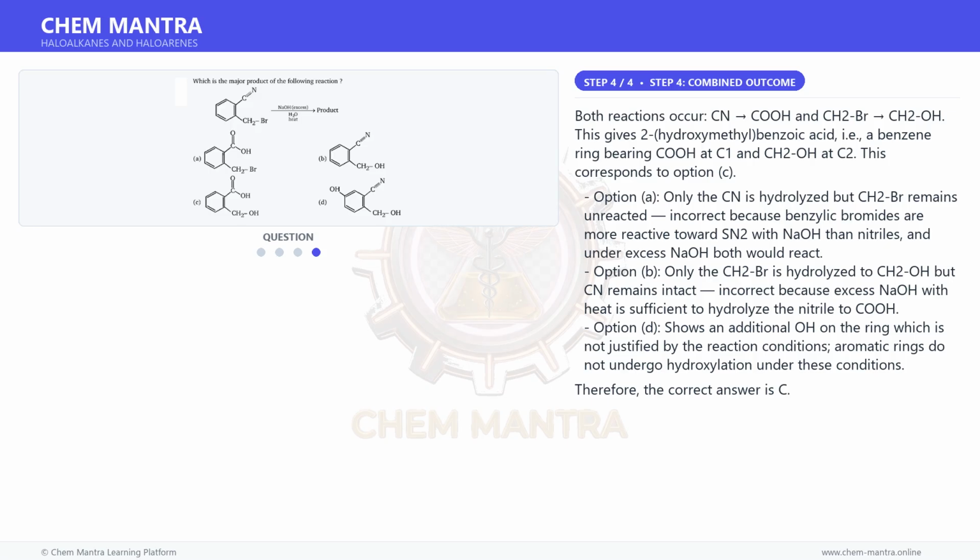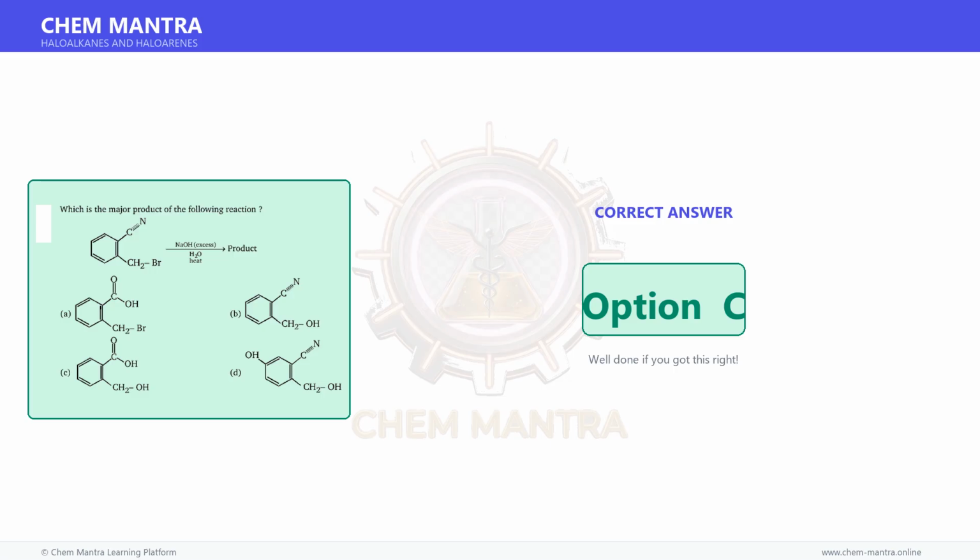Option D shows an additional OH on the ring, which is not justified by the reaction conditions. Aromatic rings do not undergo hydroxylation under these conditions. Therefore, the correct answer is option C.